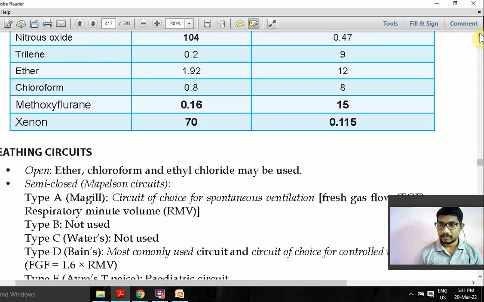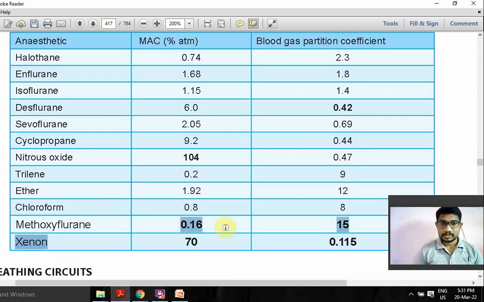Again over here, एक चार्ट में भी दिया है। So methoxyflurane will require the least MAC, least minimum alveolar concentration at atmospheric pressure. Then again इस बुक में थोड़ा सा xenon के बारे में दिया है। Xenon is a gas. Okay, it is also used as an anesthetic. Xenon will have a higher minimum alveolar concentration. यहाँ पे lowest minimum alveolar concentration किसका है? Methoxyflurane. Okay, that's why it is the most potent.